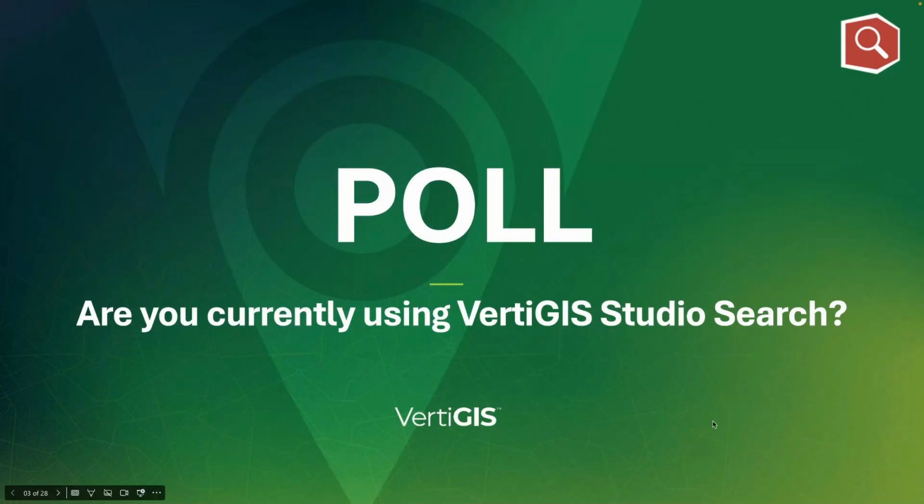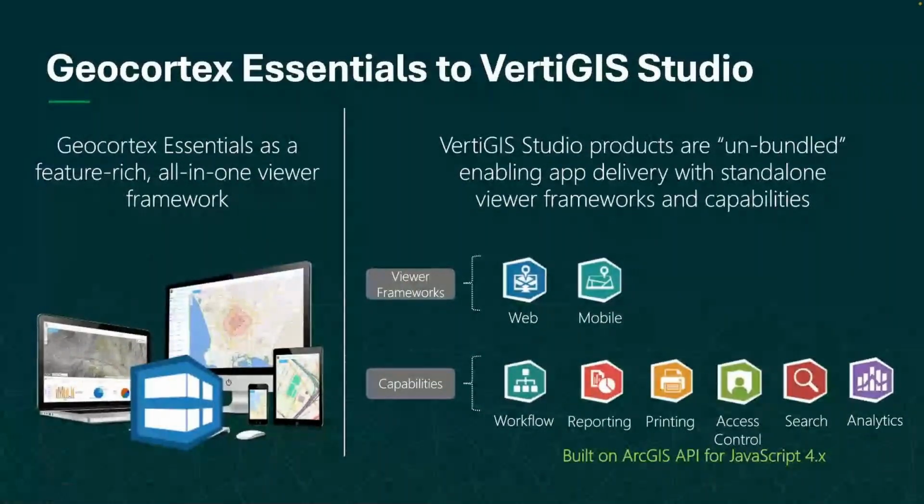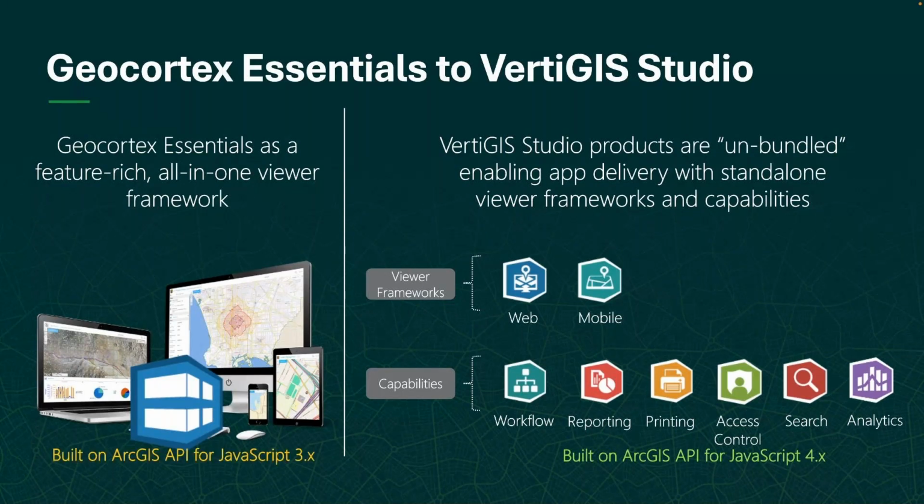Okay, so moving forward. As I mentioned a little earlier, there has been a transition from GeoCortex Essentials to VertiGIS Studio. As you may know, Essentials was a rich, all-in-one viewer framework. We think of it as our classic technology. We will support it for many years going forward. However, there definitely is a push for you to consider using search within the VertiGIS Studio brand, primarily because of the deprecation of the JavaScript 3.x API.